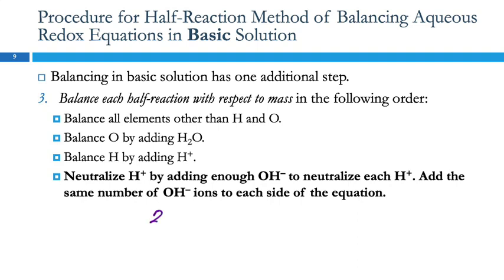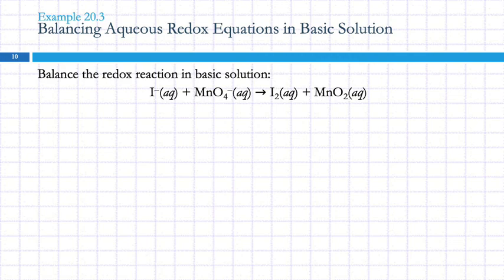So let's say we had 2 hydrogen ions on one side. Well, then I'd have to add 2 hydroxide ions. What do I get when I put 2 hydroxide ions and 2 hydrogen ions together? I get 2 H2O. So that's how I'm going to get rid of the hydrogen ions. Balance the redox reaction in basic solution.